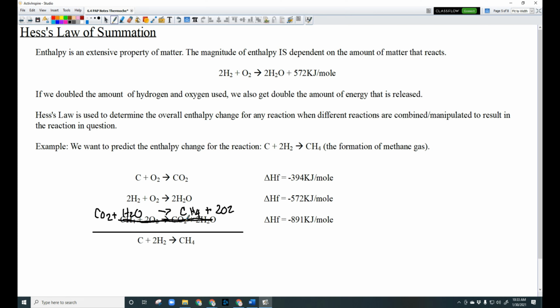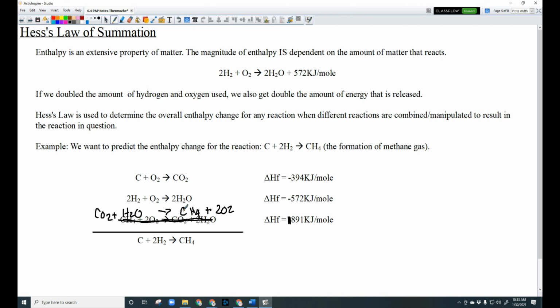Now, the one thing you have to remember, what I said: if I do this to this reaction, I have to do the same thing to its HF value, its heat of formation value. So since I flipped this reaction, this value also gets flipped. So instead of being a negative 891, now it's going to be a positive 891. So I'm just going to mark out that negative sign there. Okay, now I'm going to look.